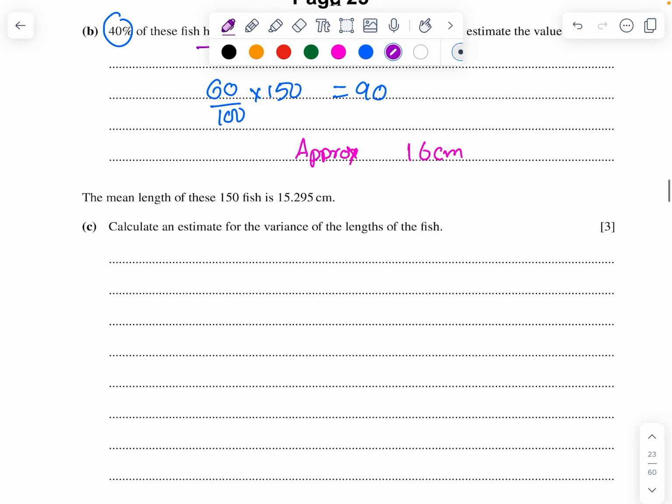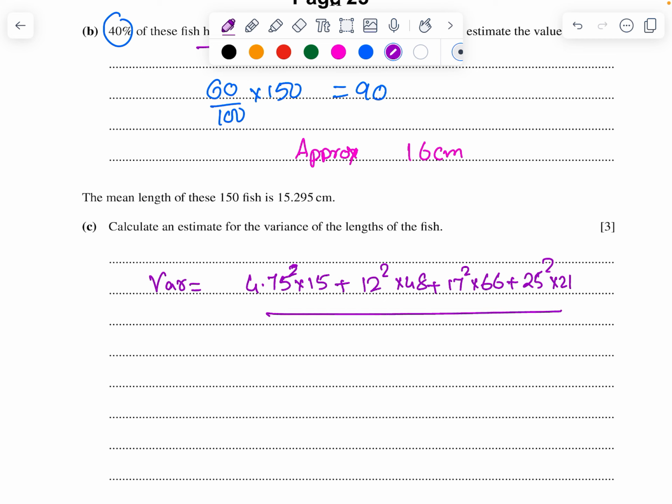So I want to know the variance. Variance is nothing but, without square root, sigma fx squared. So 4.5 squared times 15 plus 12 squared times 48 plus 17 squared times 66 plus 25 squared times 21, divided by 150, minus mean squared, 15.295 whole squared. Simplify that, 29.1. So what was the formula we have used? Sigma fx squared upon n minus mean squared is for variance.